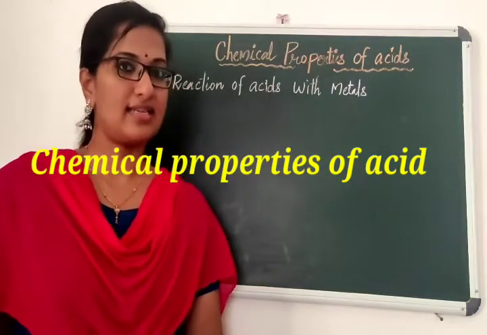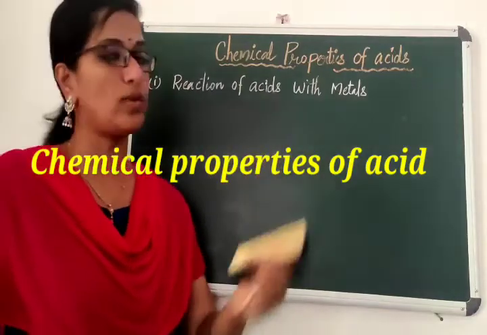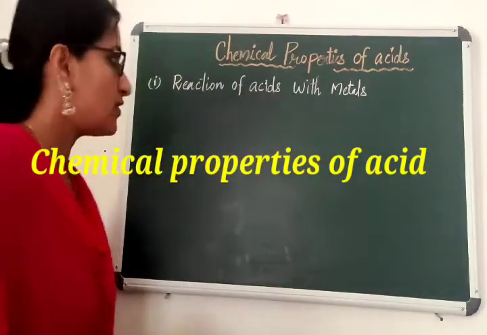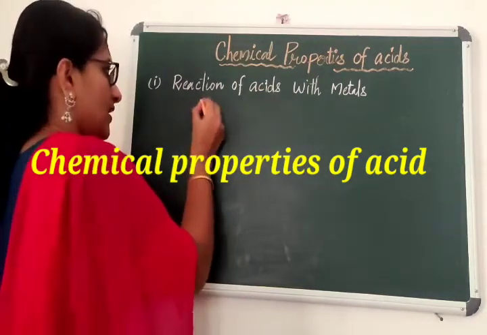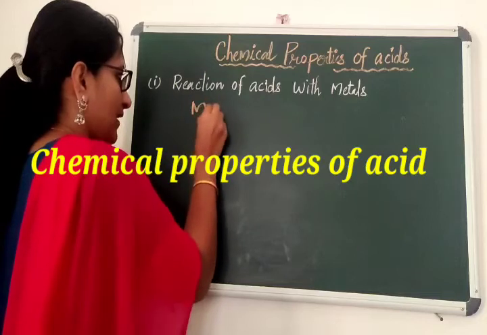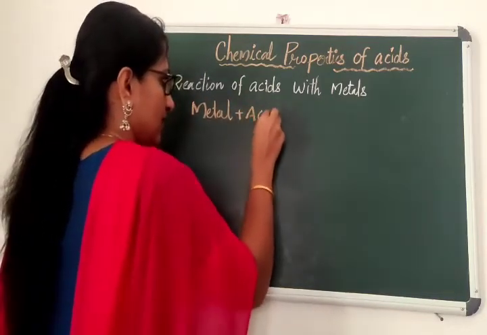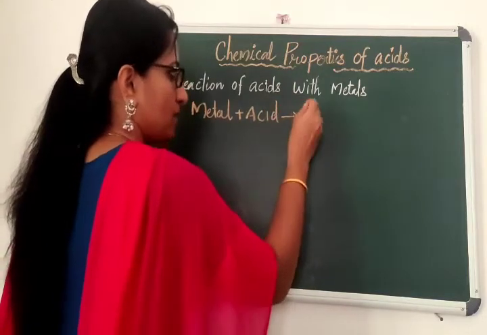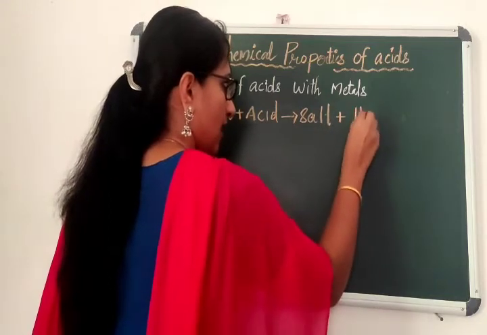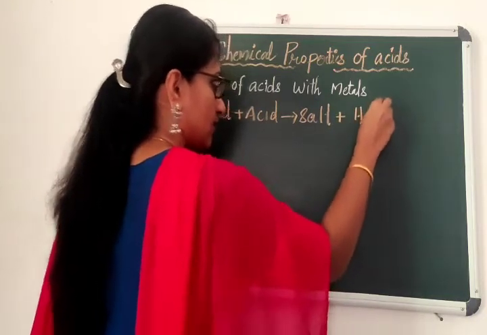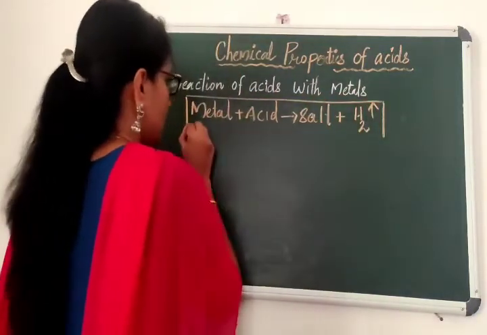Students, now let's discuss the first property of acid, reaction of acids with the metals. Okay, so what happens when a dilute acid reacts with a metal? So generally you can write: a metal reacts with acid to form the corresponding salt plus hydrogen gas. This you have to keep in your mind. So this is the general equation.